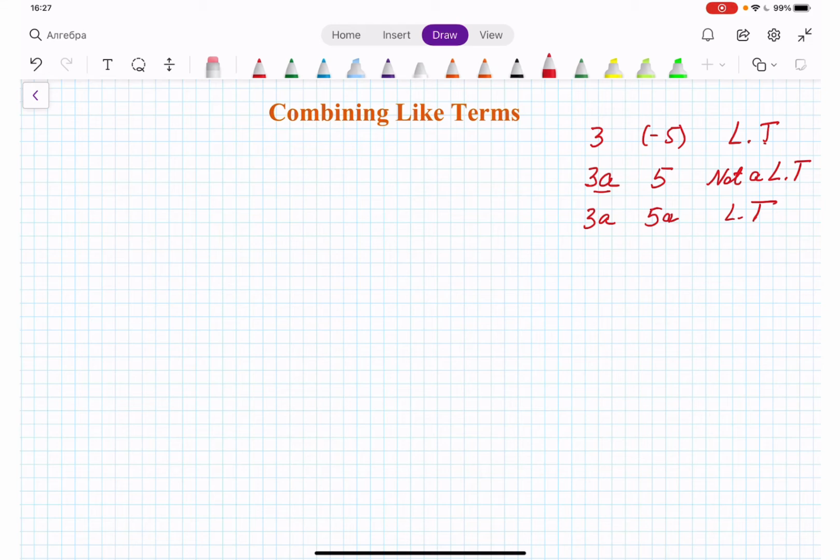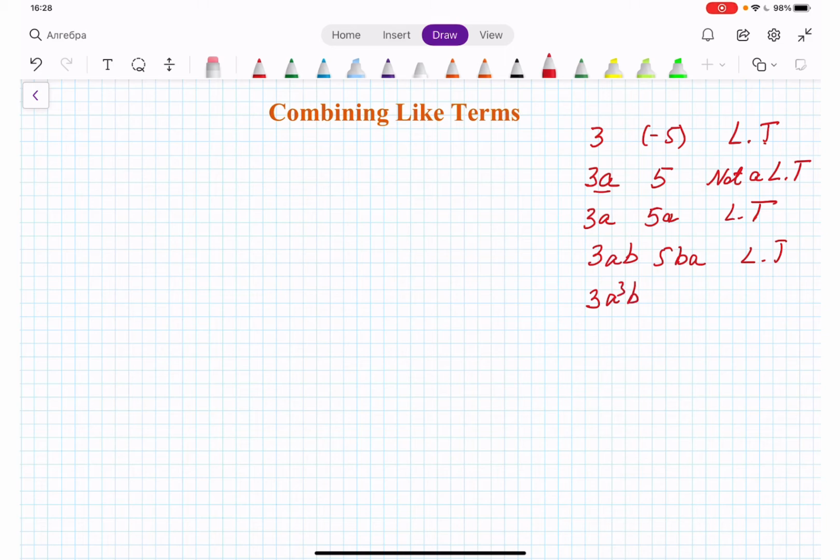Next, if I have 3ab and 5ba, they are like terms. Why? Because a times b or b times a, it's the same thing. Because 2 times 3 or 3 times 2, right? For example, when you have multiplication, which one you multiply by which one, it doesn't matter. It's going to be the same. So ab and ba are like terms. Okay? Next.